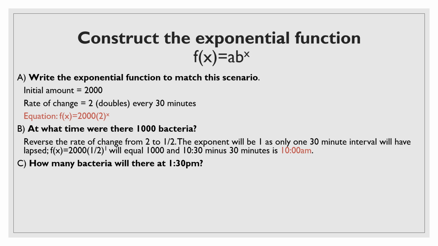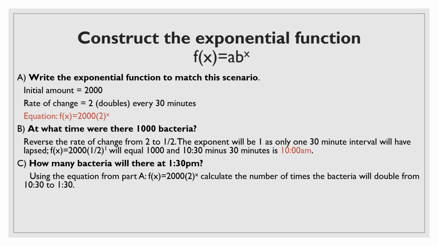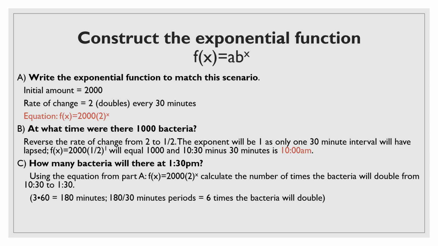How many bacteria will be there at 1:30 p.m.? Using the equation from part a, f of x is equal to 2,000 times 2 raised to x, calculate the number of times the bacteria will double from 10:30 to 1:30. Since there are 3 hours from 10:30 to 1:30, we have 3 times 60.